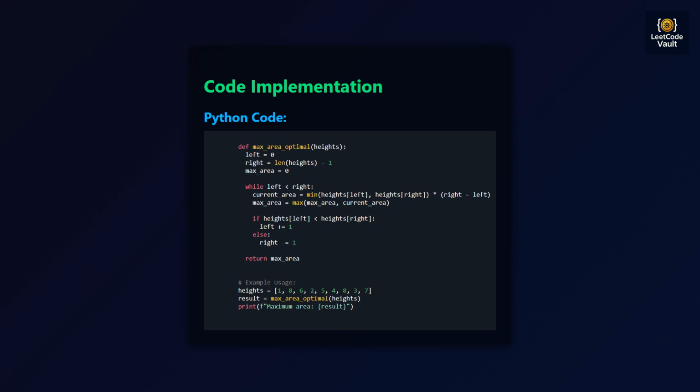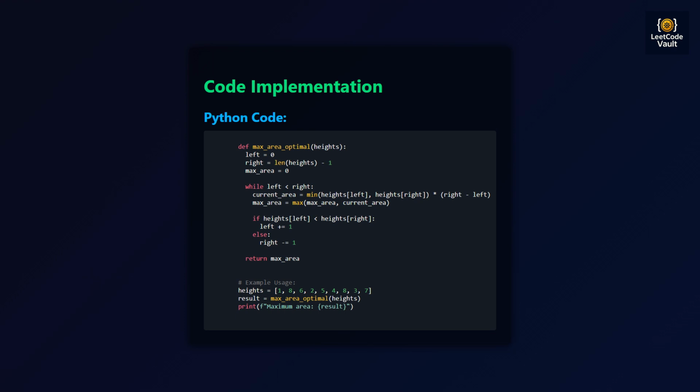Optimal solution code implementation. Let's see the code in Python. We'll use the two-pointer approach. We'll start by initializing our pointers left and right. Then we'll iterate while left is less than right. Inside the loop, we calculate the current area, update max area if necessary, and then move the appropriate pointer.